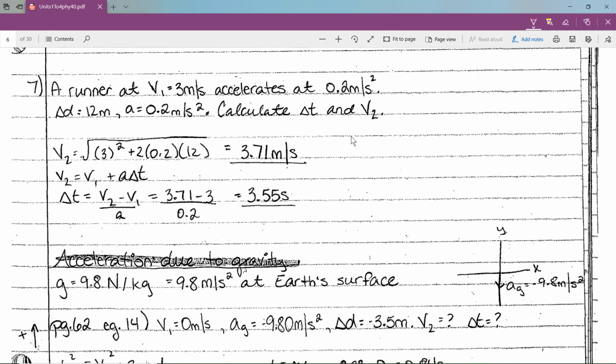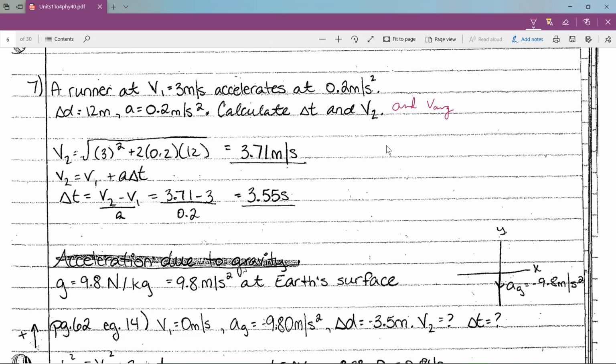Let's say you're a runner, which I'm not, and you're running at 3 meters per second, and you accelerate at 0.2 meters per second squared. Delta D is 12 meters, acceleration 0.2 meters per second squared. Calculate delta T and V2 and V average.